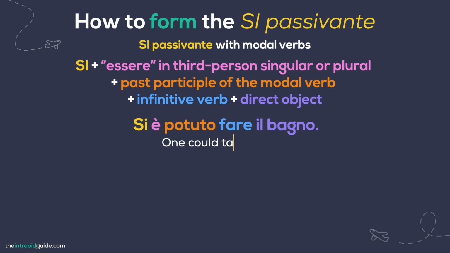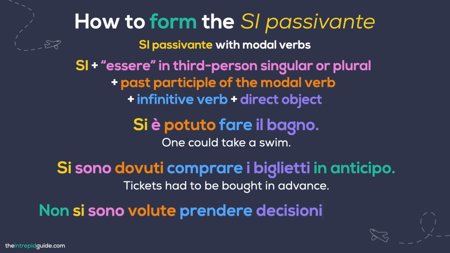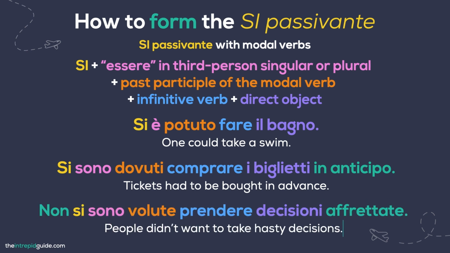Here are some examples. Si è potuto fare il bagno. One could take a swim. Si sono dovuti comprare i biglietti in anticipo. Tickets had to be bought in advance. Non si sono volute prendere decisioni affrettate. People didn't want to make hasty decisions.